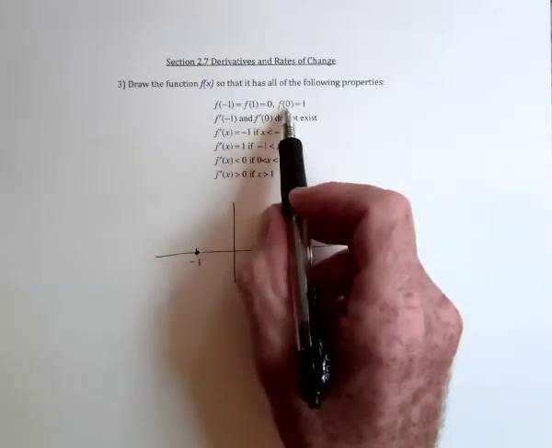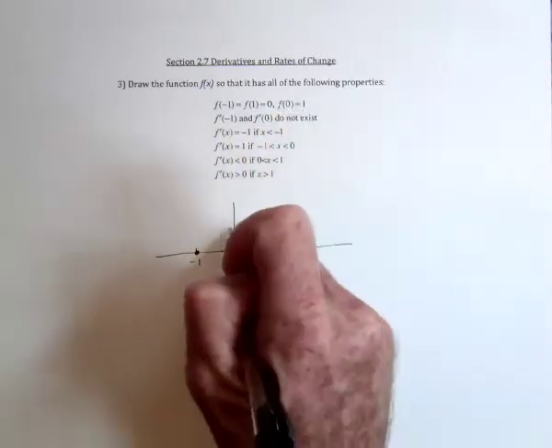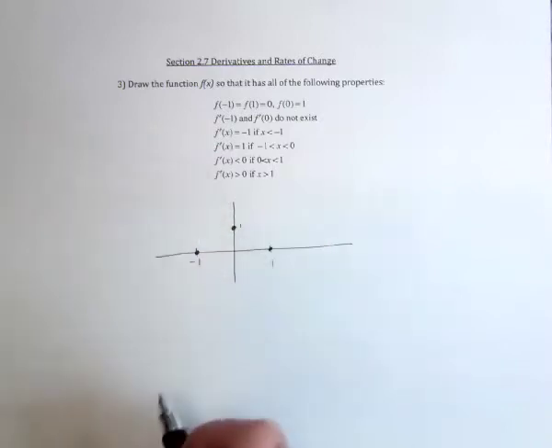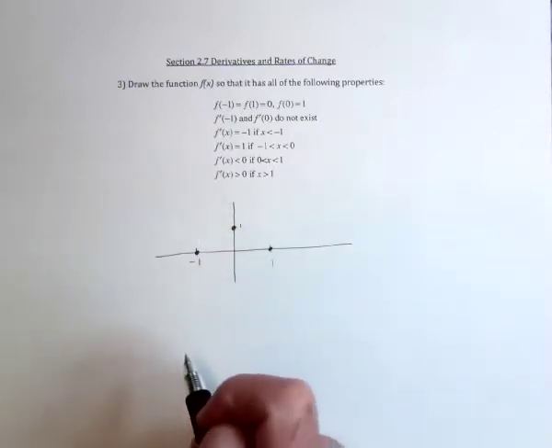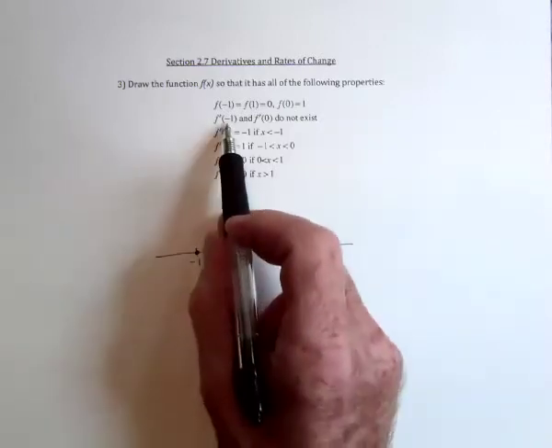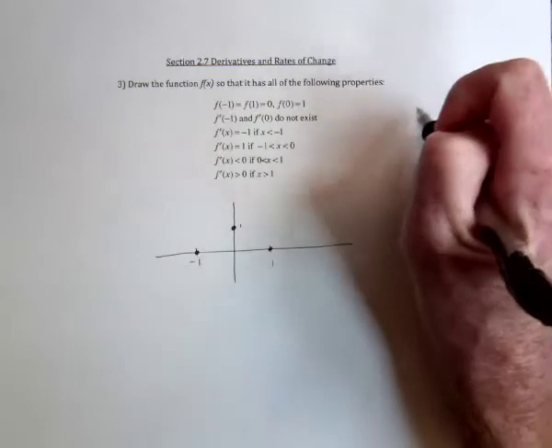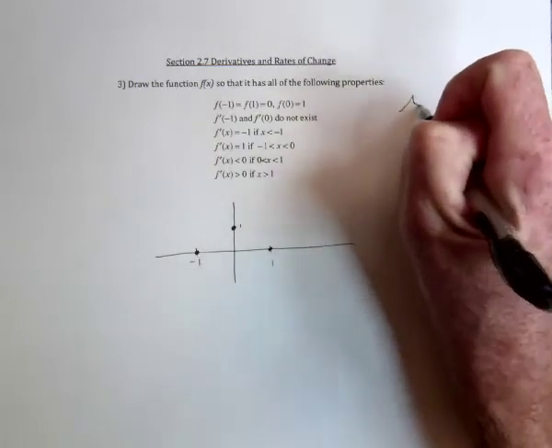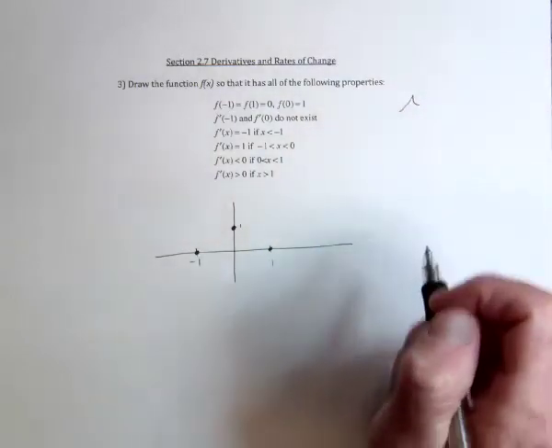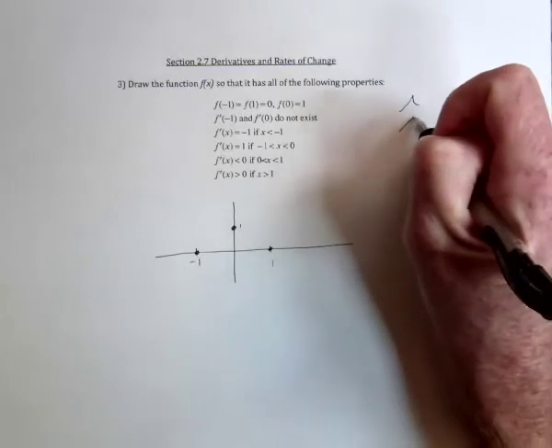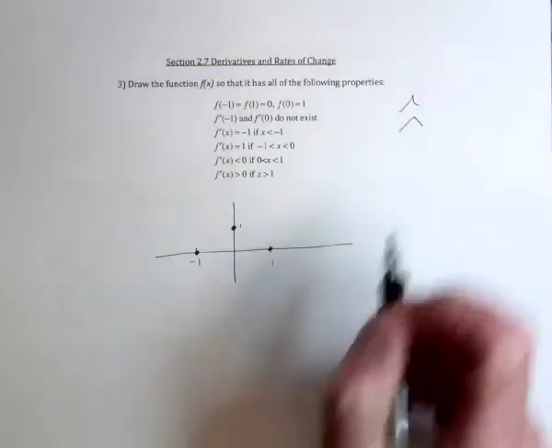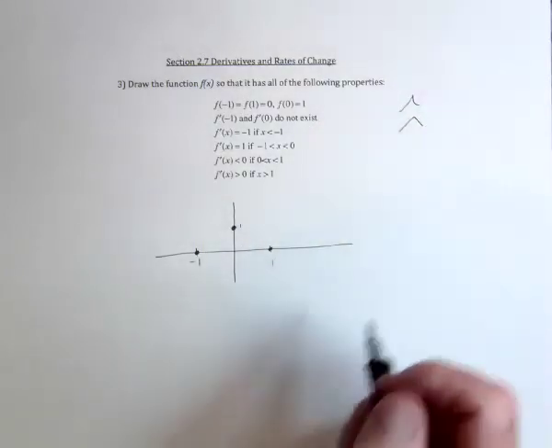And then it goes through (0, 1), so go up to a height of 1. That's another point. And now the derivative at -1, the derivative at 0 do not exist. That could come from having a sharp point like this, a cusp. It could be that there's a corner, then the derivative does not exist.